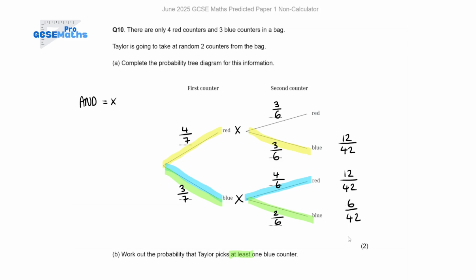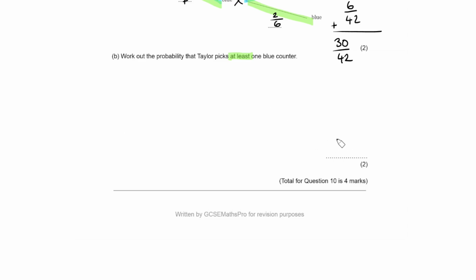Now, as you can see, I've got 3 possibilities. Either the yellow one, the blue one, or the green one. Now, you can hear my language, I've said or. Whenever you've got an or situation, that means add. So the reason why I didn't want to simplify them is because they already have all got the same denominator. So when I add them, I just need to add the numerators. 12 plus 12 is 24, plus 6 is 30, which gives me 30 out of 42. So my answer is 30 out of 42.